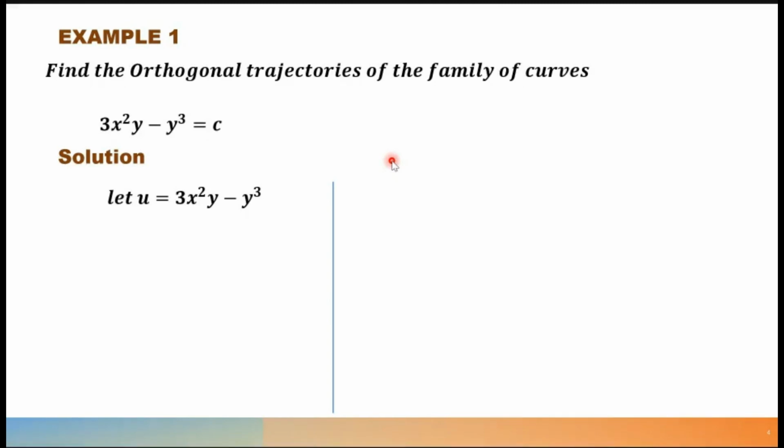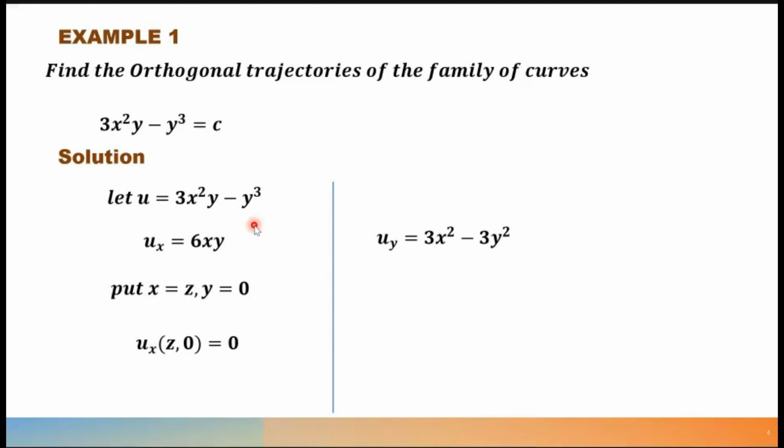Here a curve is given again. We are assuming that curve is equal to u. We calculate ux, differentiating u partially with respect to x. That will be 6xy. Again, putting x is equal to z, the procedure is the same as what we have done so far, and then we find v. Nothing new. Put x equal to z, y equal to 0, and we will get ux is equal to 0. Then calculating uy. Same procedure, no change.